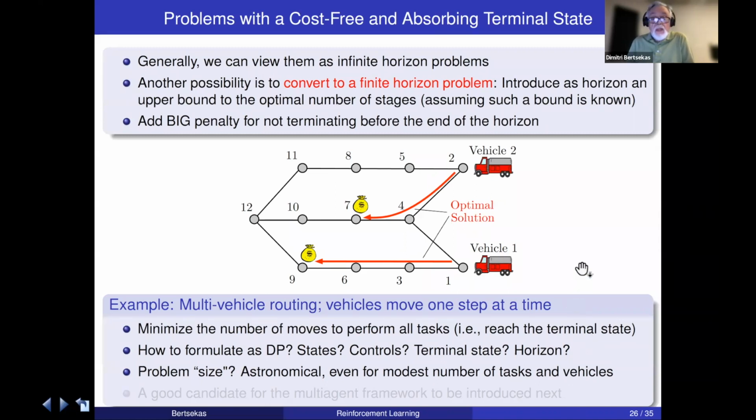So this type of situation, where you have multiple components of the control vector resulting in an exponential growth of the control space with the number of vehicles, is a good candidate for a multi-agent framework that we are going to talk about quite a bit in this course, and we're going to introduce in the next couple of slides.